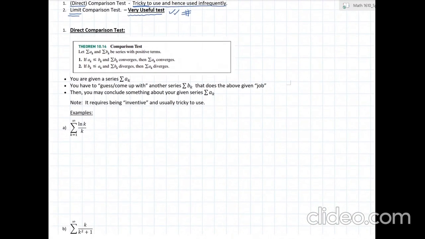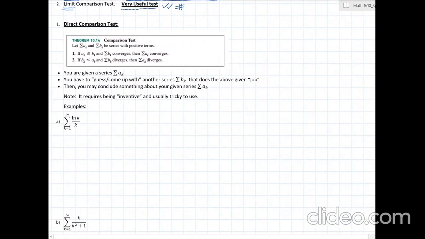The direct comparison test says the following. If there are two series, summation AK and summation BK, with positive terms, which is always the case, so that's not a problem. If AK is less than or equal to BK, that means each term in these series is such that the A's are less than the B's, and if the series BK converges, then the series AK also converges.